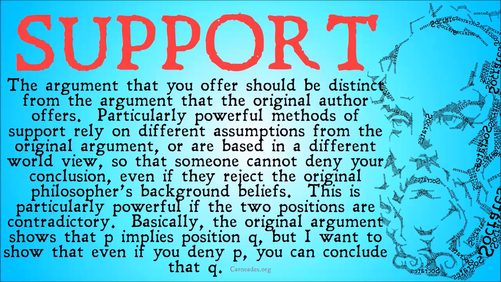So this is very powerful when the two positions that you're looking at are contradictory, so that your worldview and the worldview of the original author are completely contradictory. So basically that happens when the original argument shows that P implies Q. But I want to show that even if you deny P, you can conclude that Q. And if you have that P implies Q and not P implies Q, then you're pretty solidly on board with Q, regardless of your opinion on P.